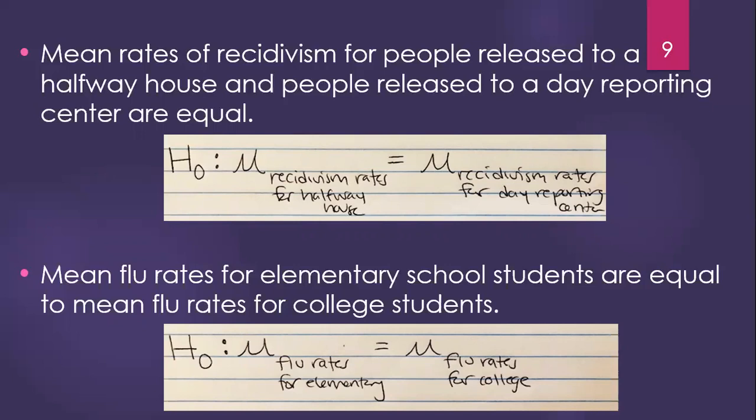When you're setting up your null hypothesis in statistical notation form, remember you can always do H0 mu equals mu, then write in what your dependent variable is on both sides, and then figure out how your independent variable breaks down into two categories. So here our two categories are elementary and college. So our mean flu rates for elementary equal the mean flu rates for college. And that's your null hypothesis. So the null hypothesis is always, always, always that the means on the dependent variable for groups of the independent variable are equal.